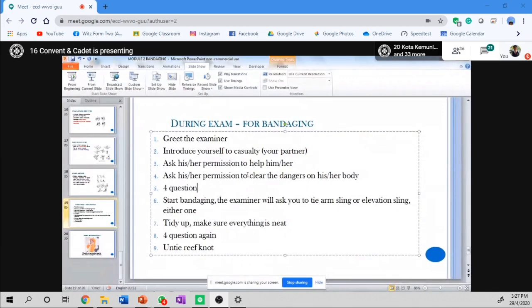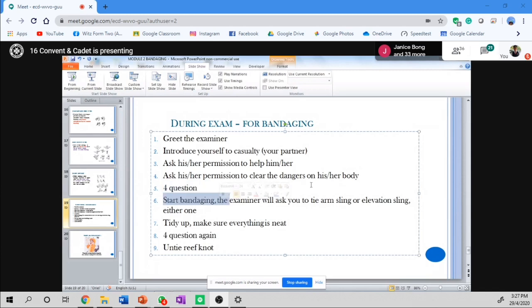After you approach the casualty, please clear the danger on his or her body. When you guys take the exam, you will be wearing your half view. The new members don't have any danger. So the spectacles are a danger. The name tag is also a danger. The watch, your jam tangan, is also a danger. So you guys have to remove them. Then only you ask the 4 questions, then you can start your bandaging.